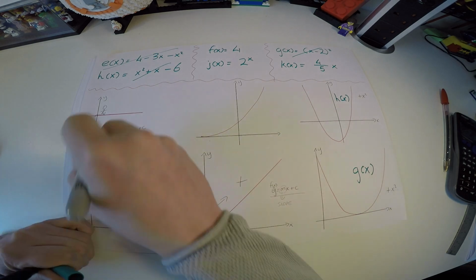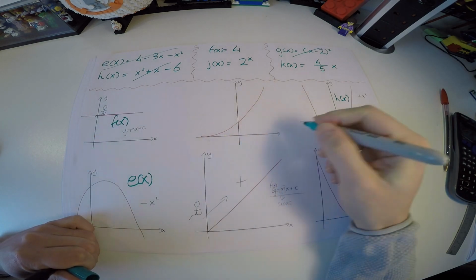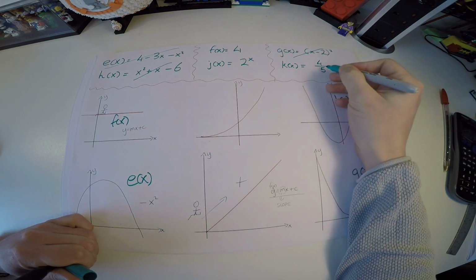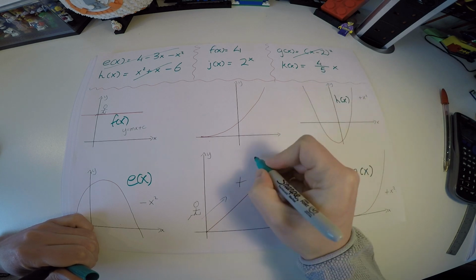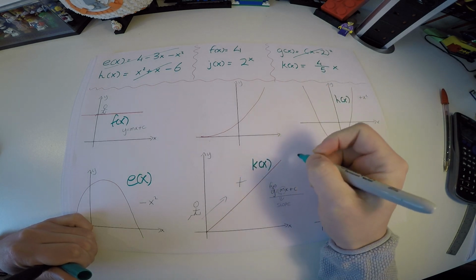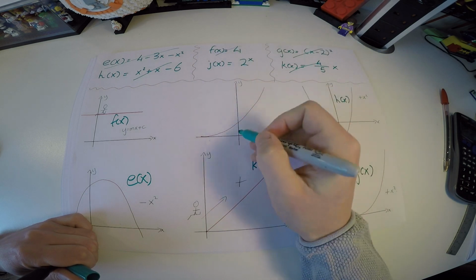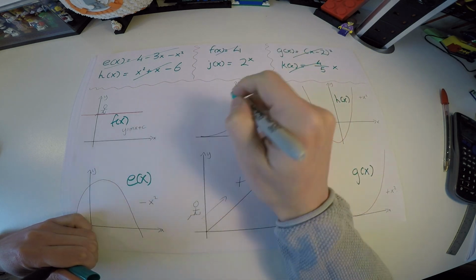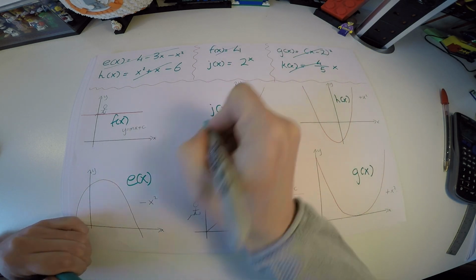So therefore, this one here must be my f of x. And since this one does have a positive slope, this one does have a number attached to x given a positive slope, this one must be k of x. So we can cross those off. There's only one graph left, there's only one function left, which means this one must be our g of x.